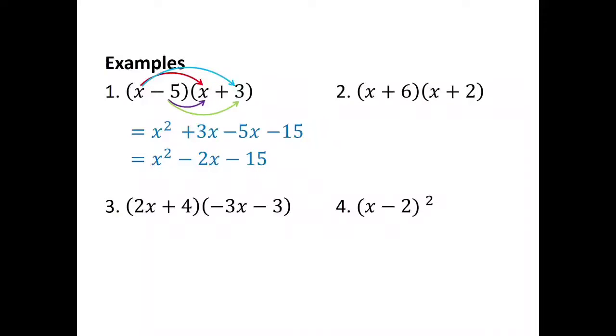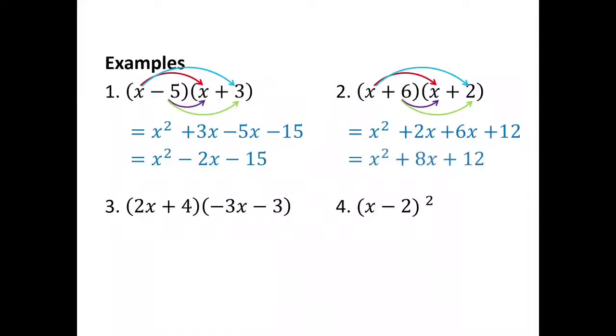Okay, so I'm going to start with my first two terms. X times x, that will give me x squared. X times 2 will give me 2x, the inners. 6 times x is 6x, and then the last two terms will give me 12. Just remember that you're multiplying, so you're not adding anything, it's all multiplication. Only when you do your like terms, then you would obviously add, so 2x plus 6x will give me 8x. Try number 3 again by yourself. Don't go on to number 4 yet.